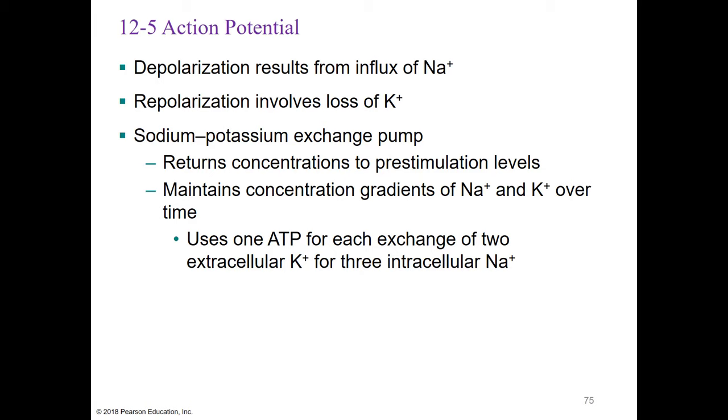Potassium leaves. That makes our number go from positive 30 back down towards negative 70. That is called repolarization. As we get close to negative 70, we let a little extra potassium out and we overshoot a bit to negative 90. We call that hyperpolarization. The sodium potassium pump will help to return the concentration of sodium and potassium to normal levels. So we'll go back to negative 70, which we call rest, and we will continue to maintain that normal concentration gradient unless we're ready to have a new action potential.